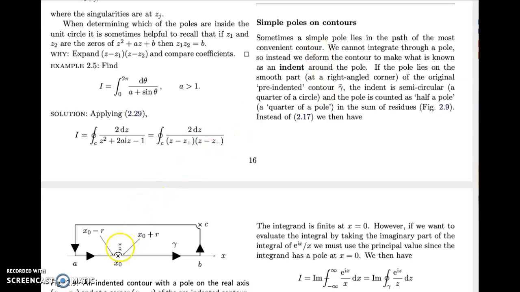They're not strictly on the contour, but we deform the contour to give you a semicircular little bit if the pole is on a straight line bit. Occasionally it can be in a corner, in which case you've just got a quarter circle.